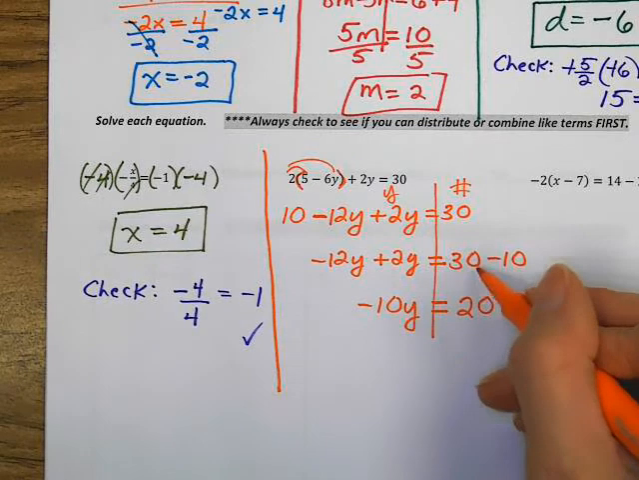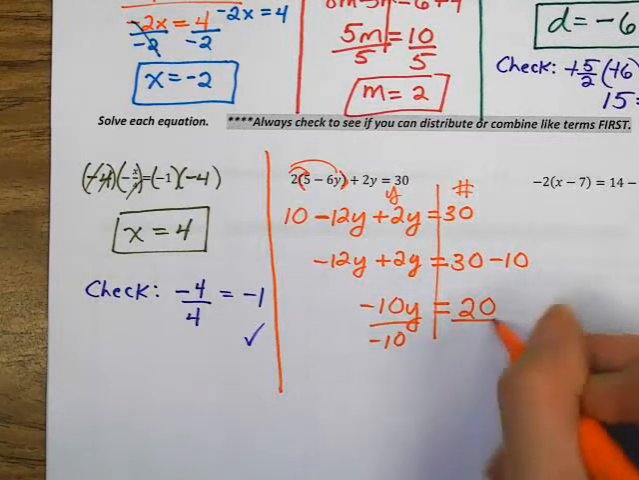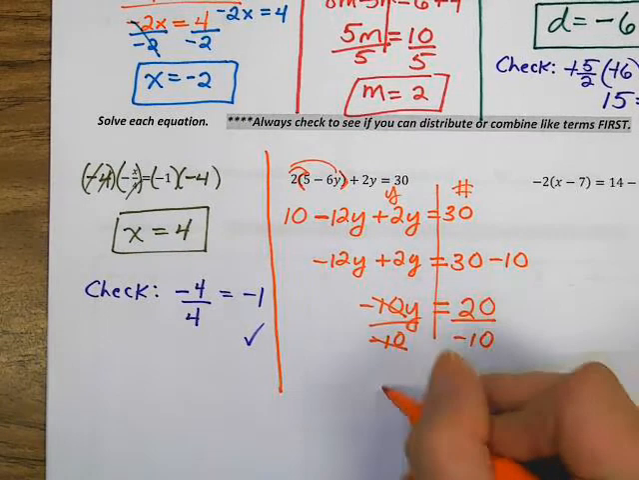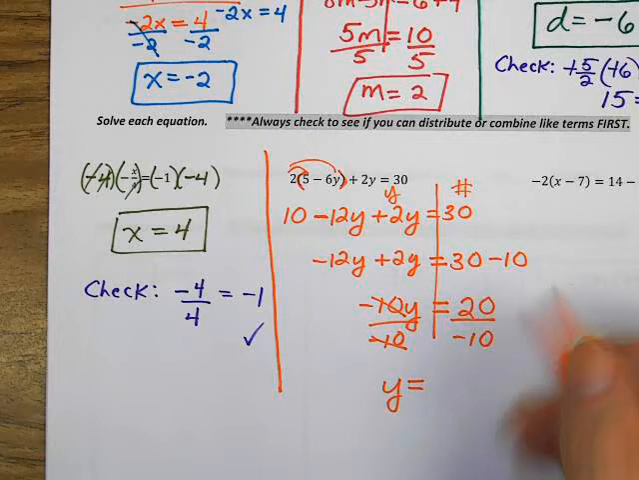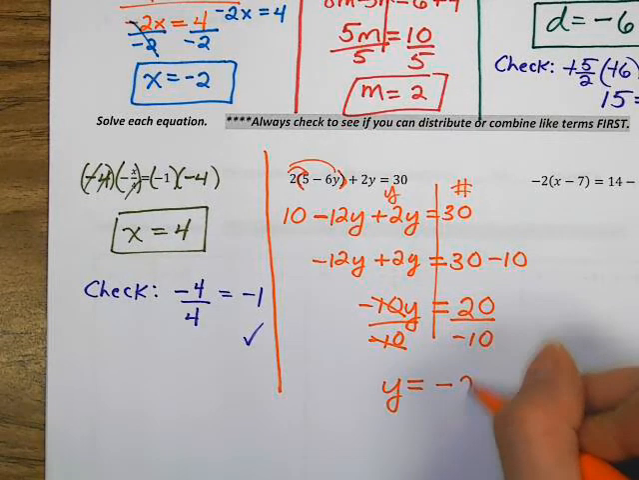Okay, go ahead and type this in your calculator just how you see it. And then we'll divide both sides by negative 20. And y equals positive divided by negative is negative 2.